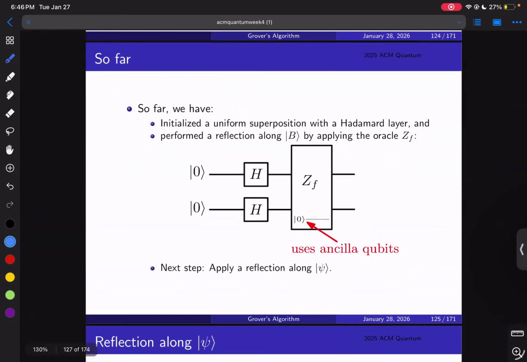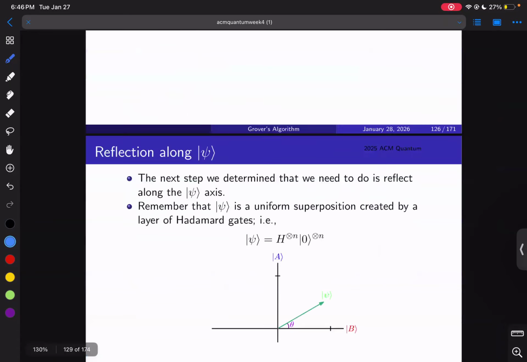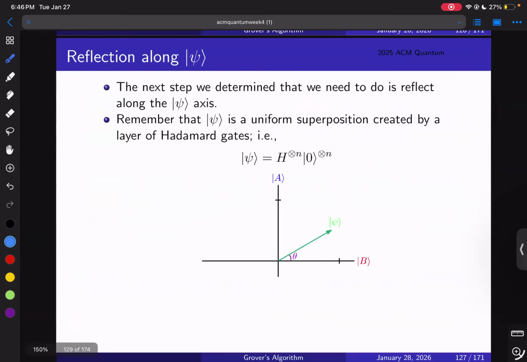Okay, next step that we said, we have to apply a reflection along that psi axis, which will boost our angle by 2 theta. Again, we need to reflect on the psi axis. And remember, we said that psi is a uniform superposition that we create by a Hadamard layer on the all zero state. So this is the literal definition of psi. This is what we got by applying Hadamards on all zeros. That's it.